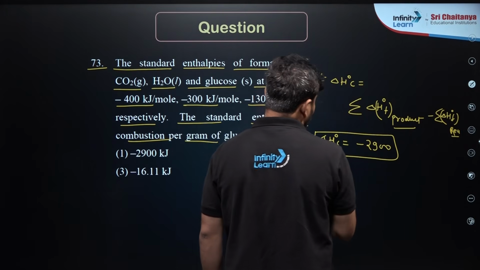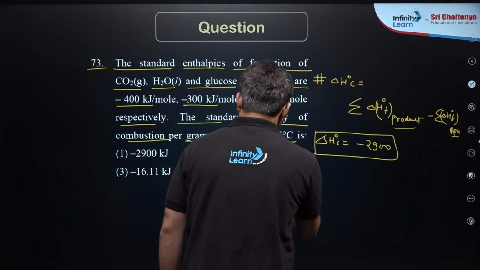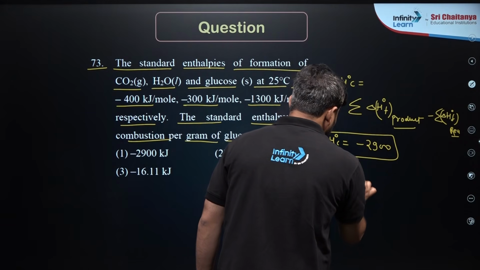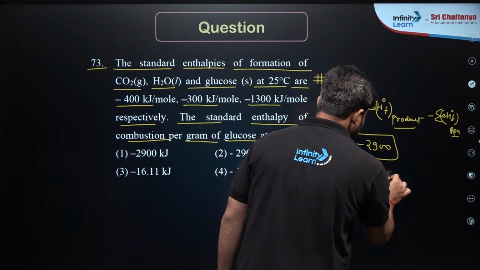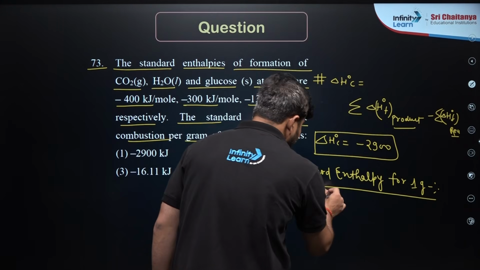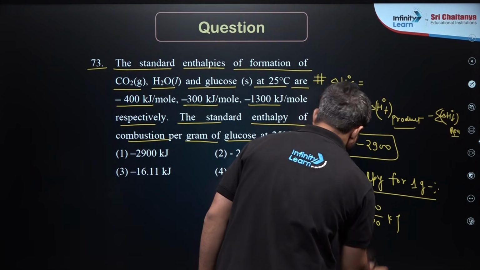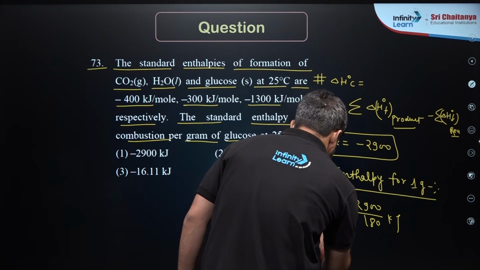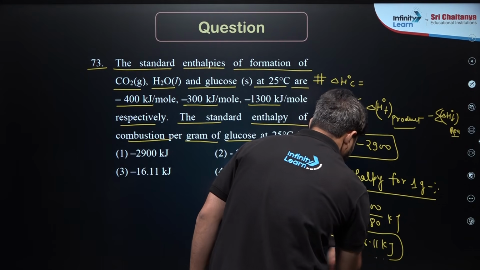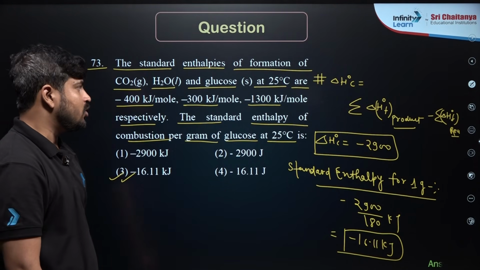Now we can apply the formula. If we are going to calculate the standard enthalpy for 1 gram, so here this is minus 2900 divided by 180. This will come in kilojoule. So the final answer will come minus 16.11 kilojoule. Which one is the correct answer? The third one is the correct answer of this question. Please remember this one.